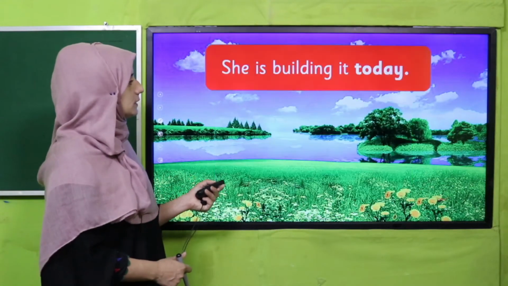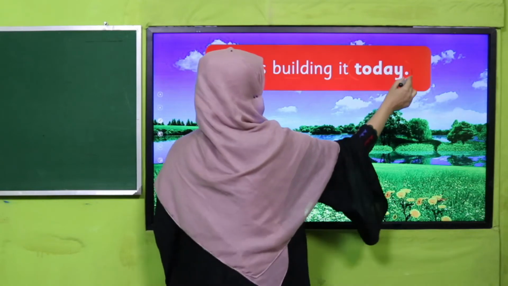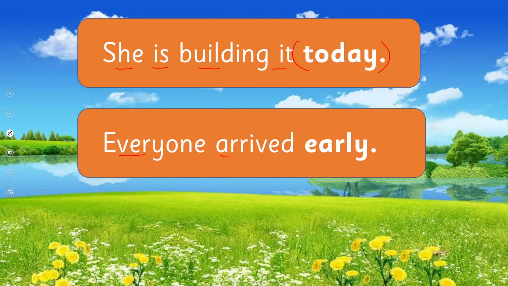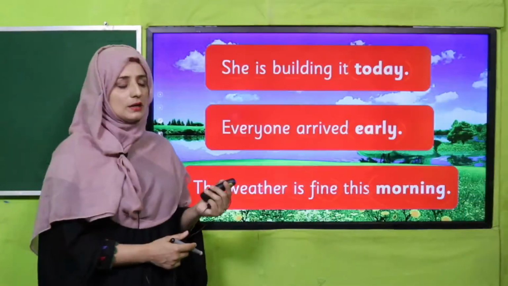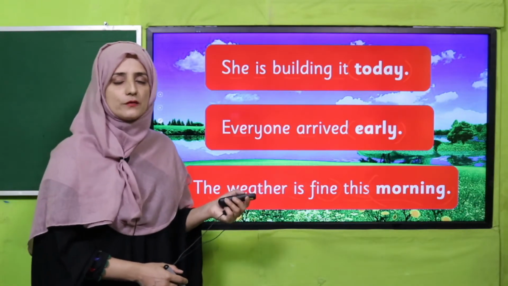So see, next examples we have. She is building it today. So today is an adverb of time. Everyone arrived early. So this is telling us the time. The weather is fine this morning. So this morning is clearly telling us the morning time, and everyone arrived early. This is also time. So we can get that such types of words are called adverbs of time.